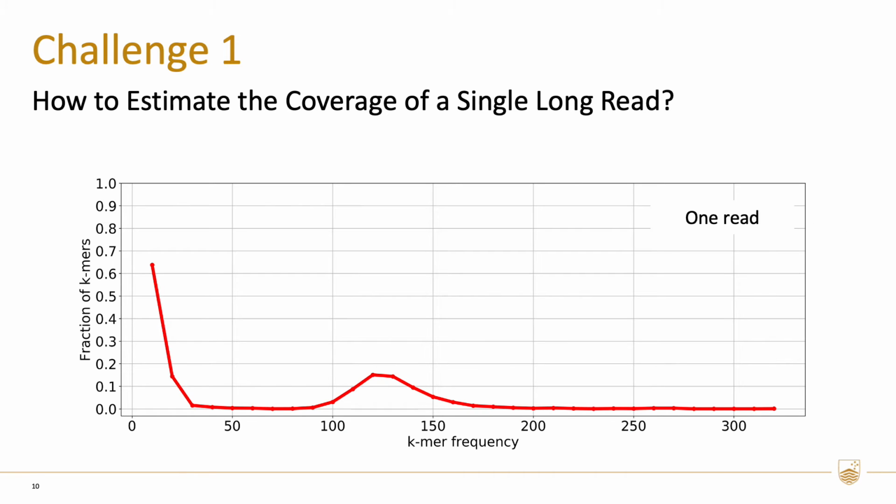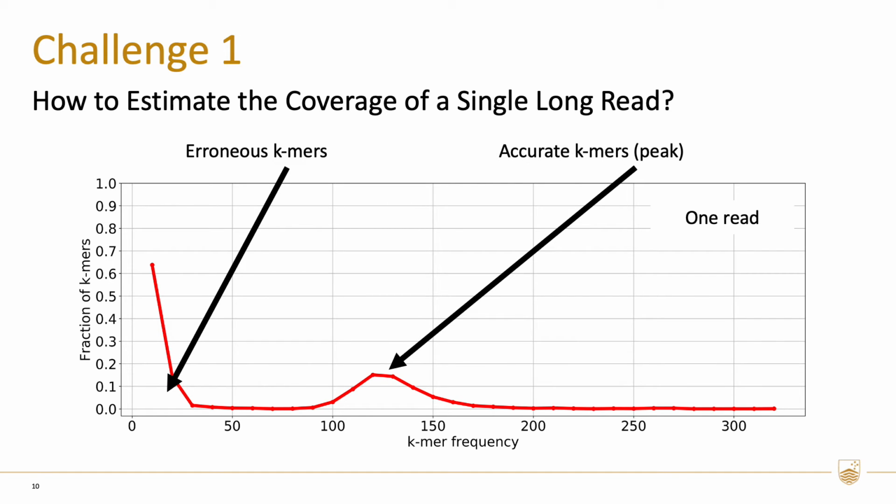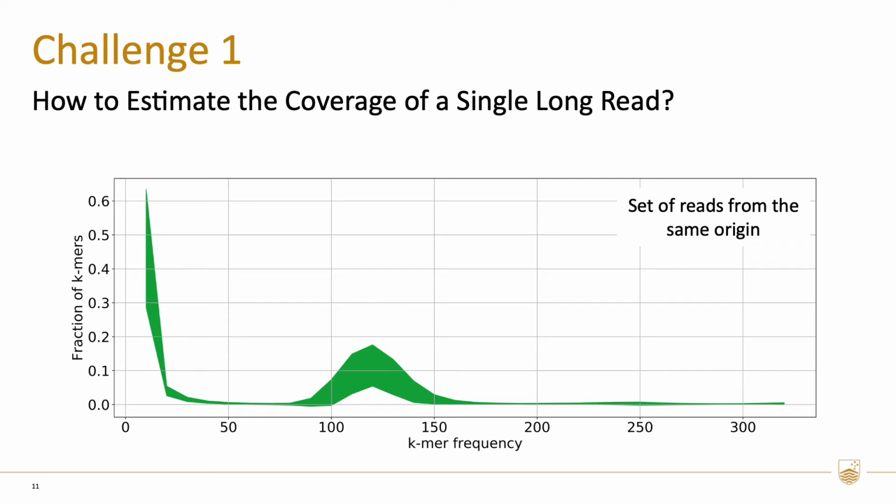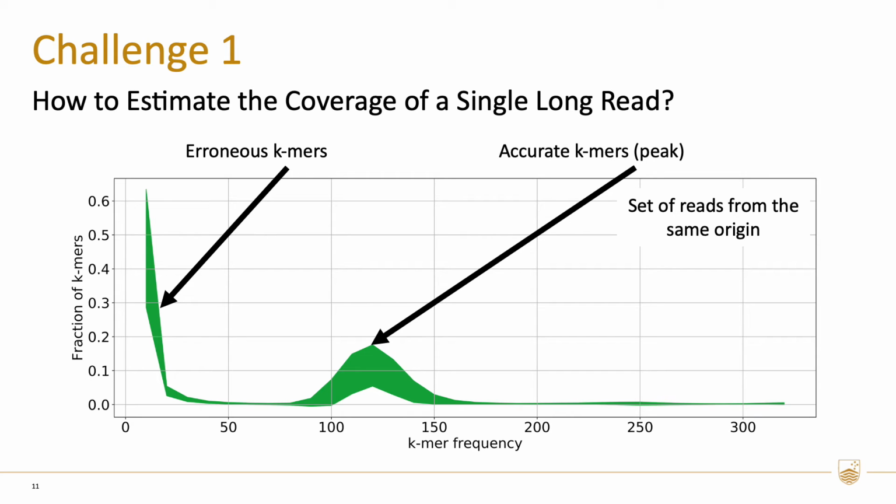In this histogram, we have two peaks for erroneous kmers and accurate kmers. We treat this histogram as a vector to represent coverage of a single read. If we consider multiple reads from the same origin, we can obtain a band as shown in this figure. We can clearly see that all the reads show a similar pattern. We call these resulting histograms schema coverage histograms. In our tool, we use these schema coverage histograms to represent coverage of a single read.